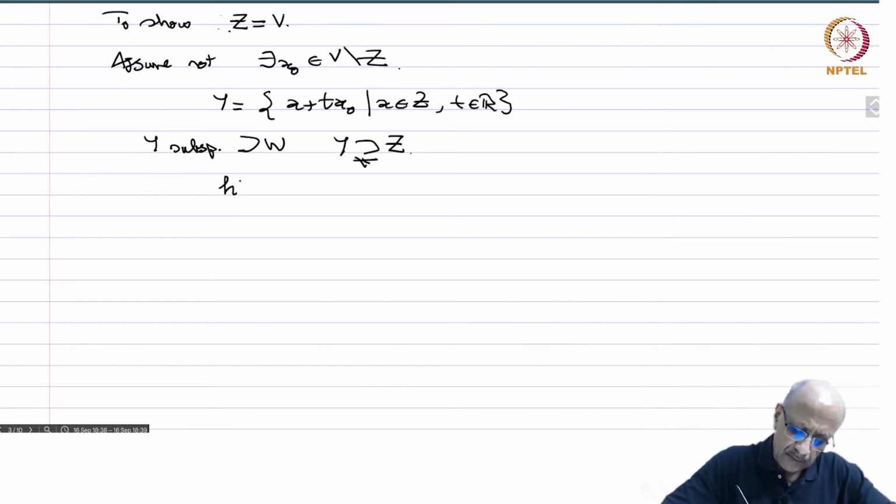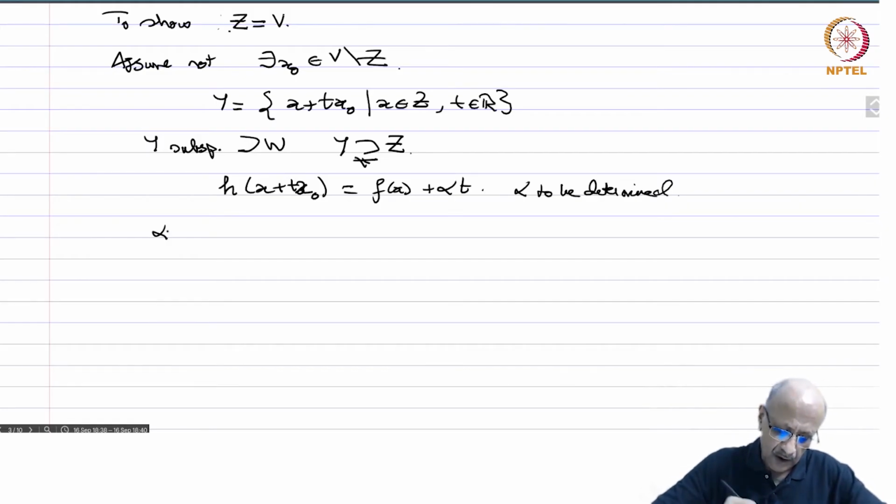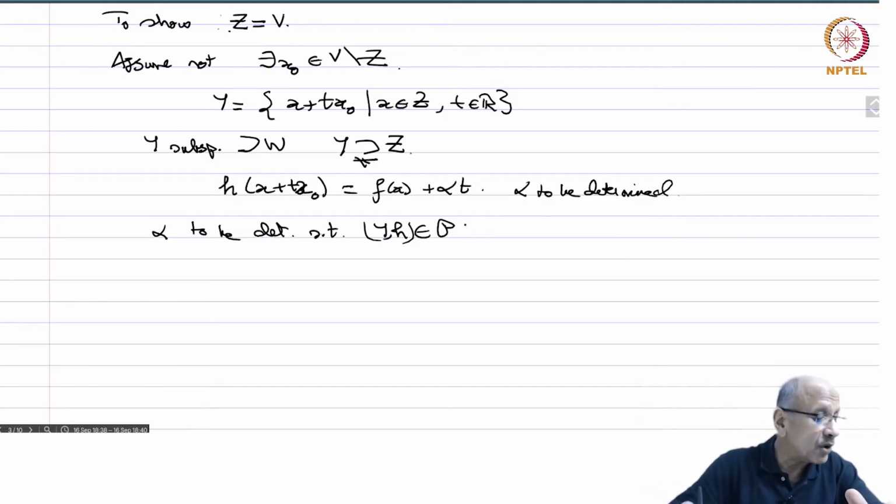So Y strictly contains Z. And now I am going to define a mapping H of x plus t x naught as equal to f of x plus alpha times t. So alpha to be determined. How do I want to determine alpha? Alpha to be determined such that YH also belongs to P. Then we will have a contradiction because we have contradicted the maximality of ZF. So we want to see if we can do this. If we can do this, we have a contradiction, and therefore Z will become equal to V, and the maximal extension will be what we want.